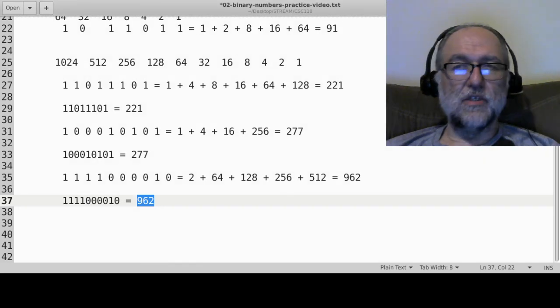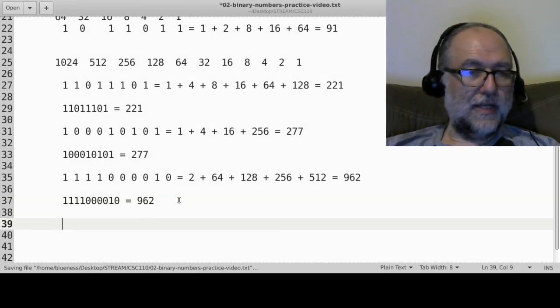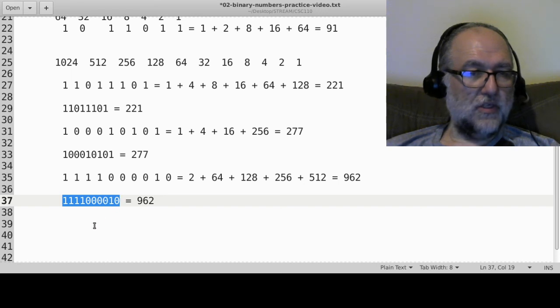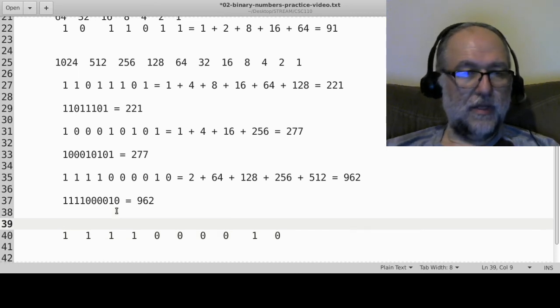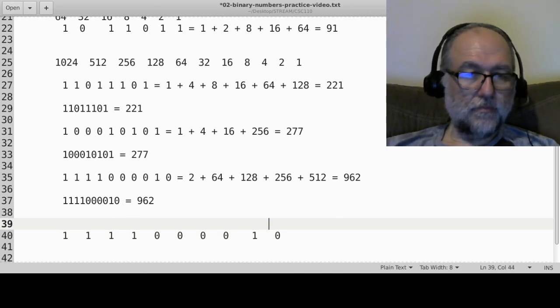But if you start to get lost, like during a test, don't be afraid to just write the number down, and you can put some spaces between the digits like this. Then on top, start to write down the column values: that's like a 1, that's like a 2, and that's like a 4. That's the 4's column, and this one is the 8's column, like that. Okay, you got the idea.